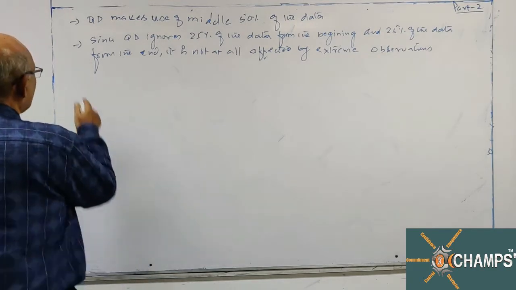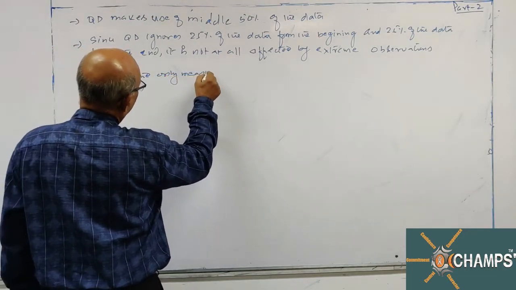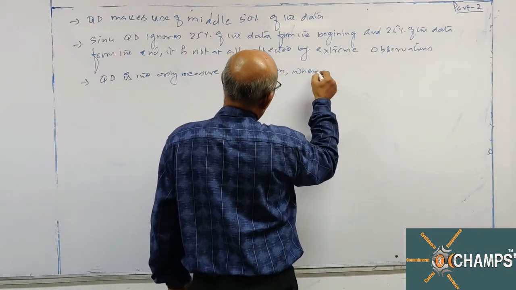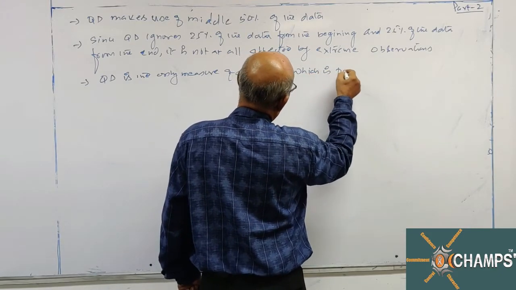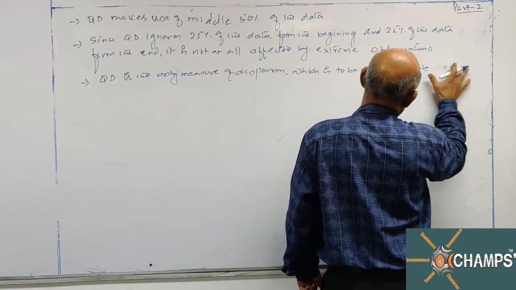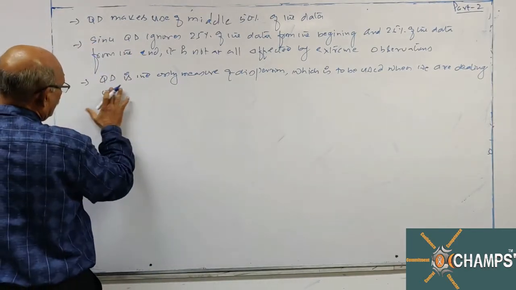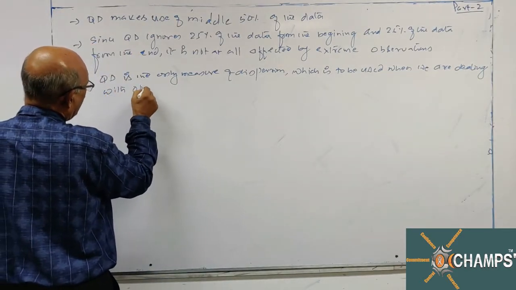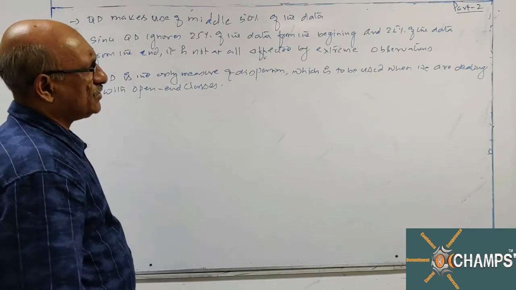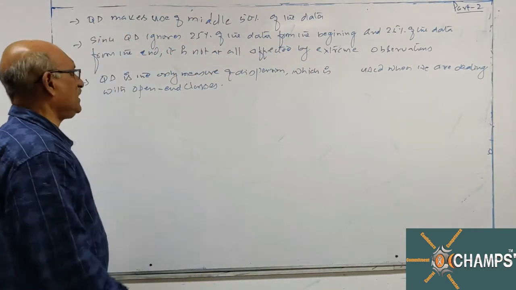Next, QD is the only measure of dispersion which is to be used when we are dealing with open-end classes.